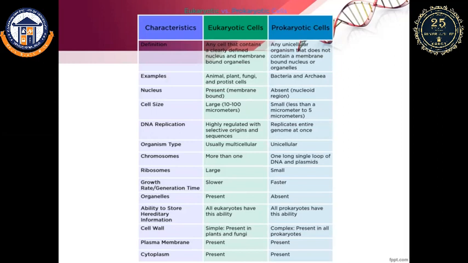Organelles are present in eukaryotes and they are absent in prokaryotes, whereas chromosomes are more than one in eukaryotes, while in prokaryotes it is a single long loop of DNA. It is coiled into one another. These are the differences between prokaryotes and eukaryotes, and the main difference is that prokaryotes do not have a well-defined nucleus, and eukaryotes have a well-defined nucleus.